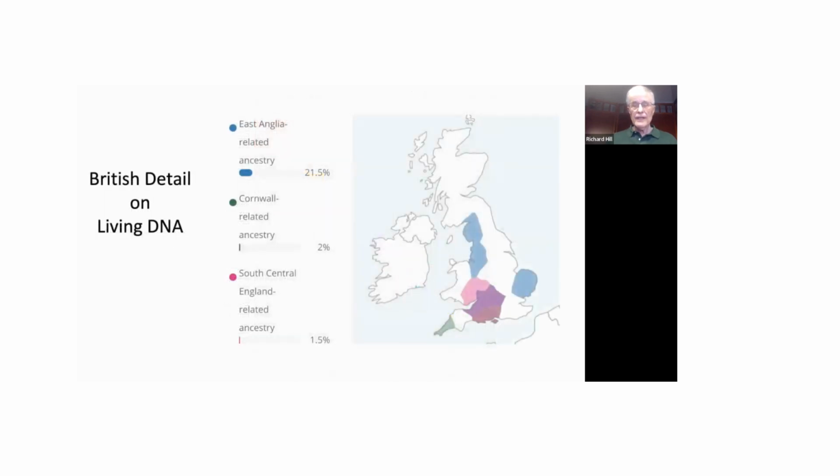Living DNA is a British company, and their unique strength is breaking down British ancestry into subregions. Here are the top regions for my wife. Her biggest category is East Anglia-related ancestry, which is marked on the map in blue.